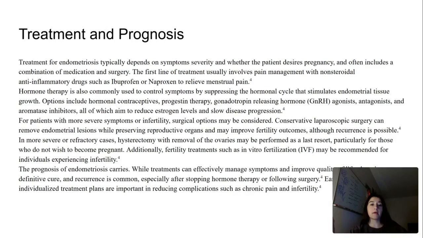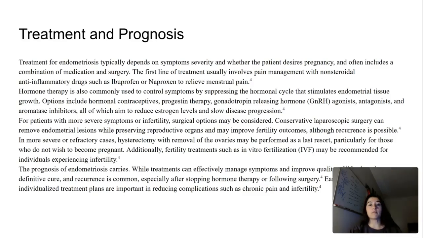So as for treatment and prognosis, typically the first line of treatment is going to be the use of nonsteroidal anti-inflammatory drugs such as your ibuprofen and naproxen to relieve menstrual pain. There's also going to be the use of hormone therapy that's going to be used in order to reduce the estrogen levels and slow disease progression. So that's going to be the hormonal contraceptives and progestin therapy.